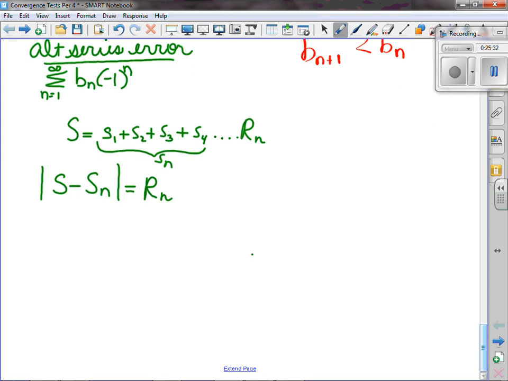Now, does that make sense? I may not know what the actual sum is. They may only ask me, what's the error if you do 4 terms? And to find the error, all of these, adding all those up, is less than the first neglected or discarded term.